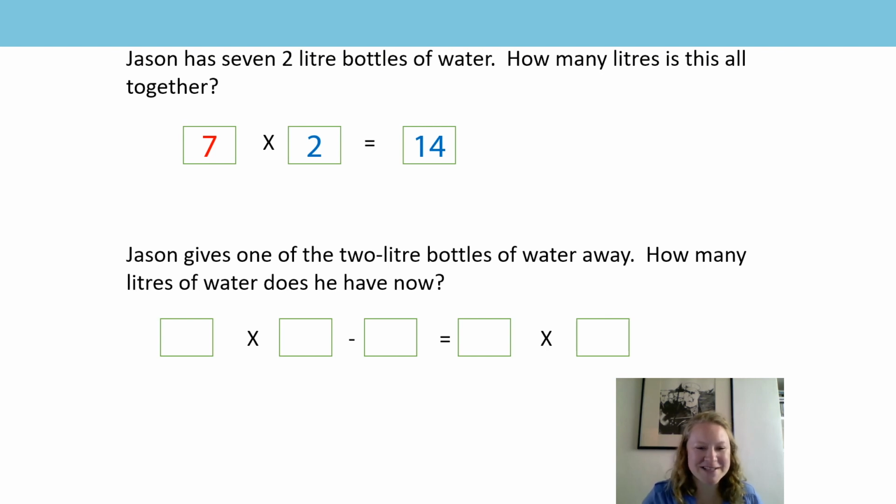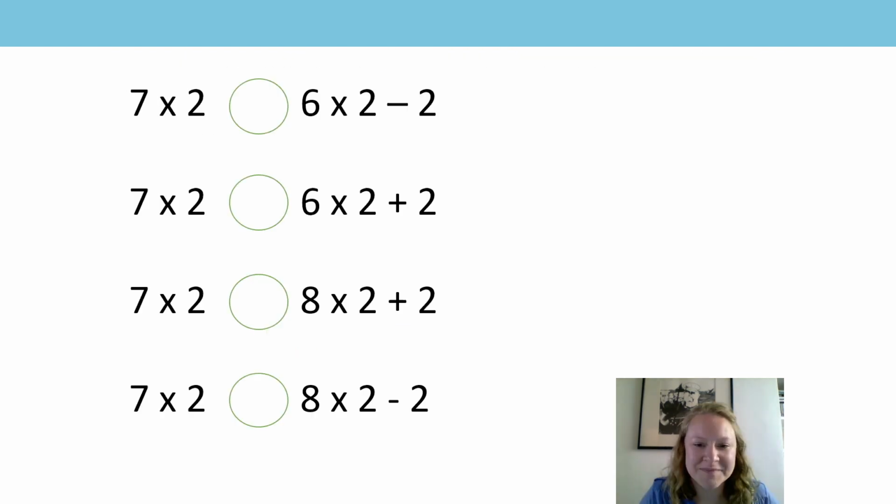Okay, we ready to go through it? So he had 7 bottles of 2 litres, but he's giving away a 2-litre bottle. So he's subtracting 2. Do you remember when we looked at it? When we've taken away 1 group of 2, there now must only be 6 2s. Okay, and do we remember what 6 2s are? I wonder if you can remember that fact. It's going to be 1 2 less, so it's 12. He's got 12 litres left.